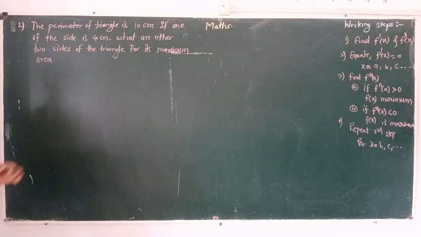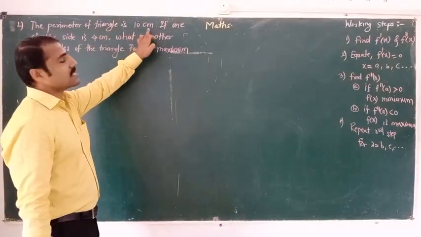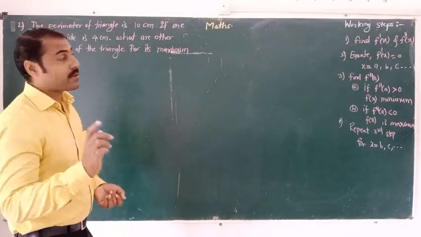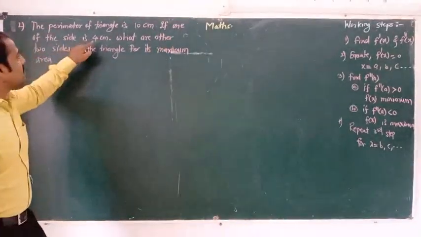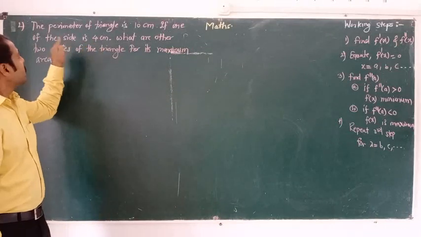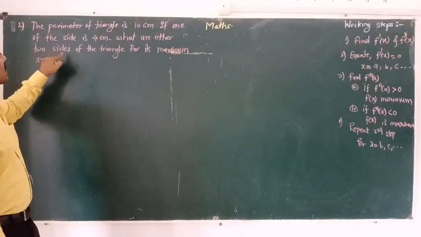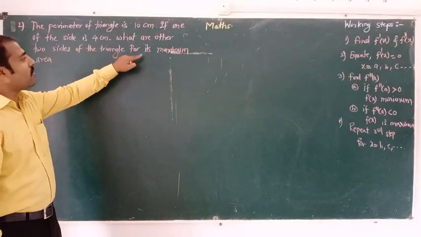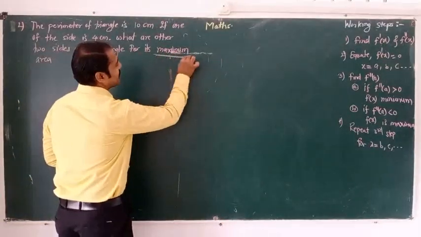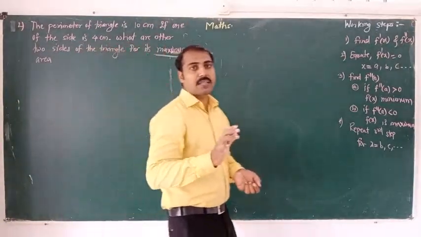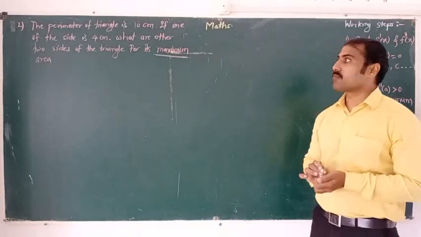Okay, here is the second problem. The perimeter of a triangle is 10 centimeter, if one of the sides is 4 centimeter, what are the other two sides of the triangle for its maximum area? There is the word maximum. So this example is related with the maximum value and minimum value of the function.